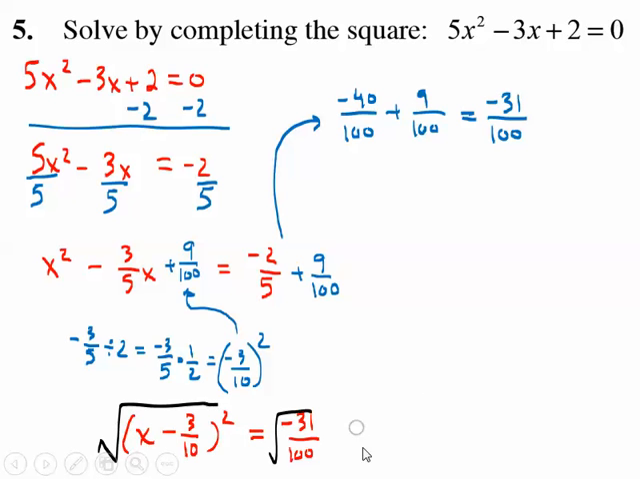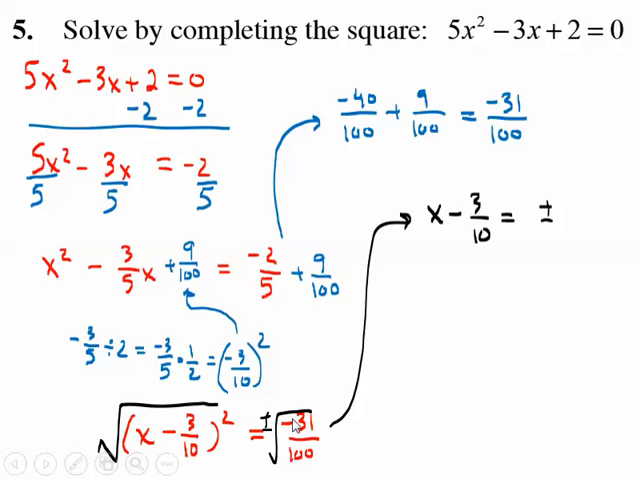Cool. All right, let's take the square root of both sides here. Those go away, so I'm left with x minus 3/10. That's the easy part. Let's see, plus or minus, I gotta have it anyway, so plus or minus. And again, remember from algebra, the square root gets to go on top here, and the square root gets to go here.